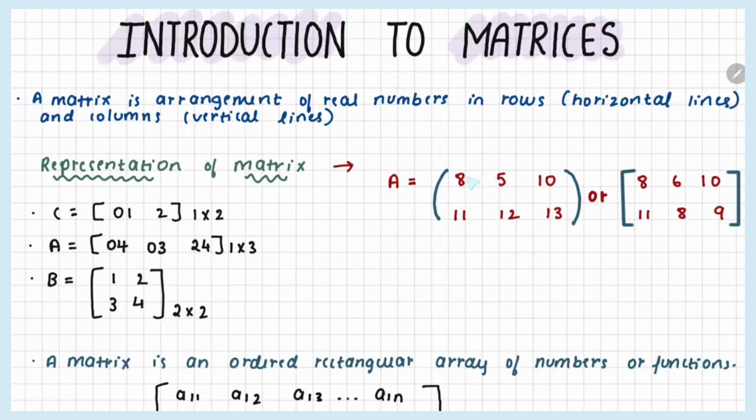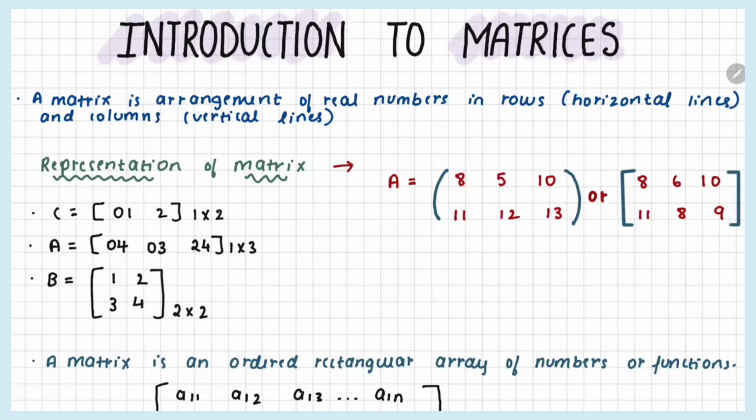So A is equal to 8, 5, 10, 11, 12, 13. These are all the elements. They can give any elements, okay? And for this alphabet also, you can take any alphabet. The proper way to represent a matrix is by using closed square brackets. You can use curved brackets, but it is compulsory to use square closed brackets in board exams because it looks neat. So better you use closed square brackets.